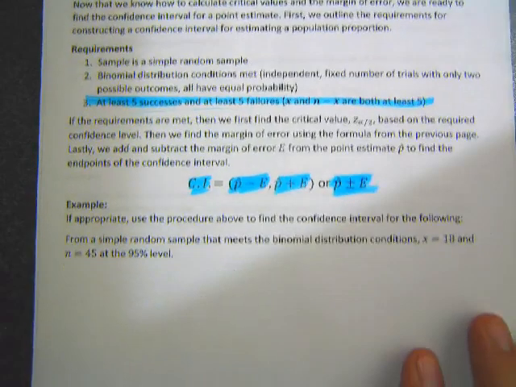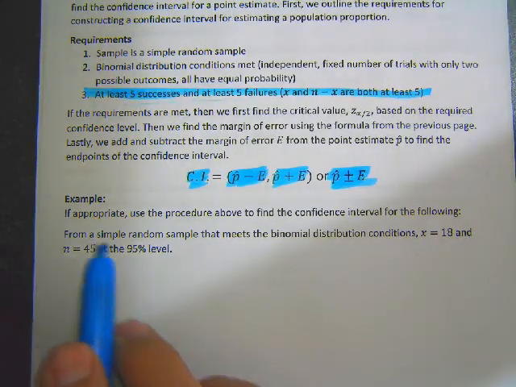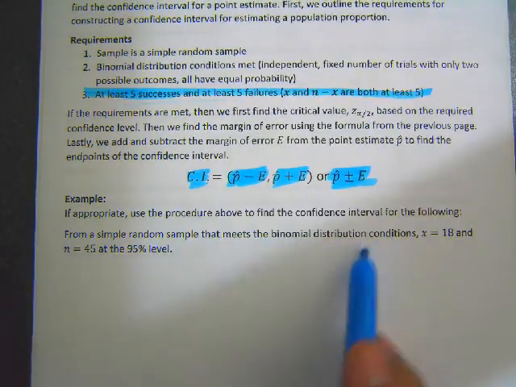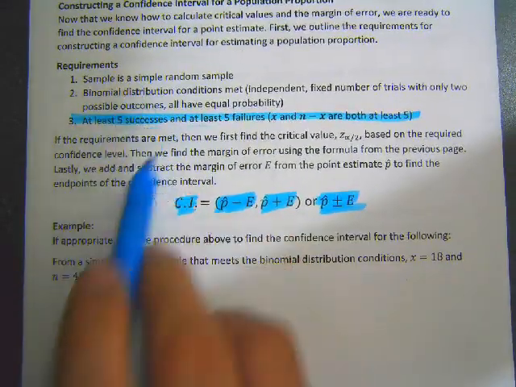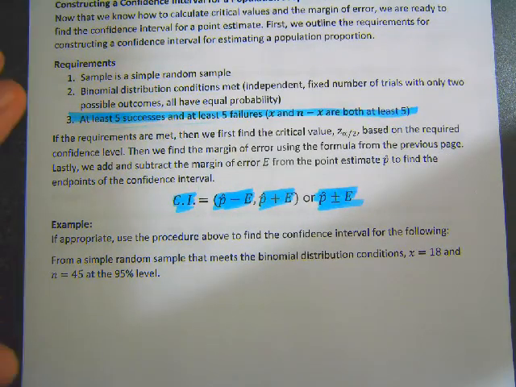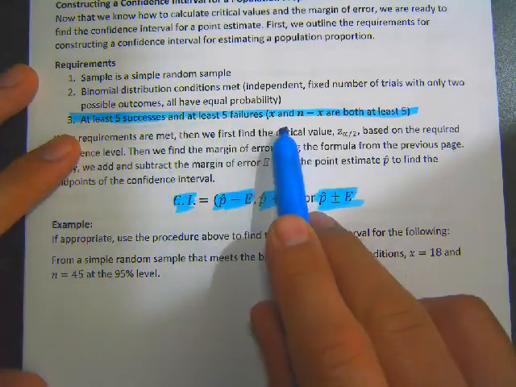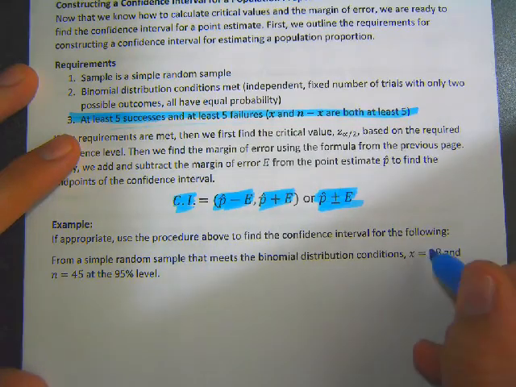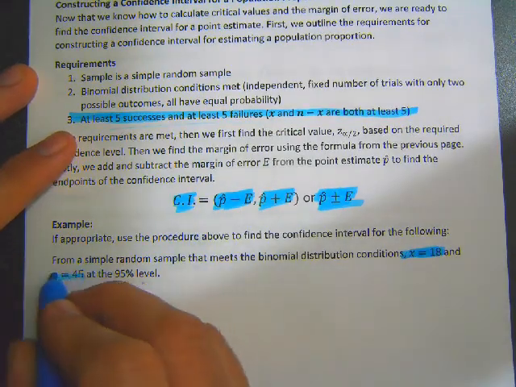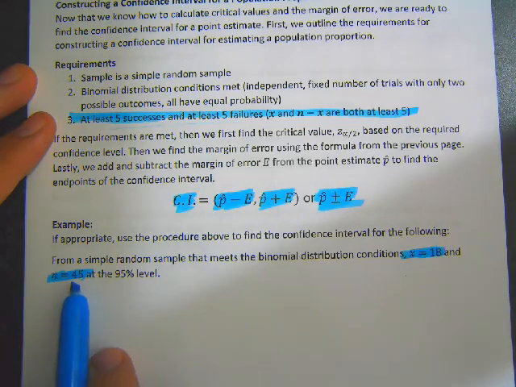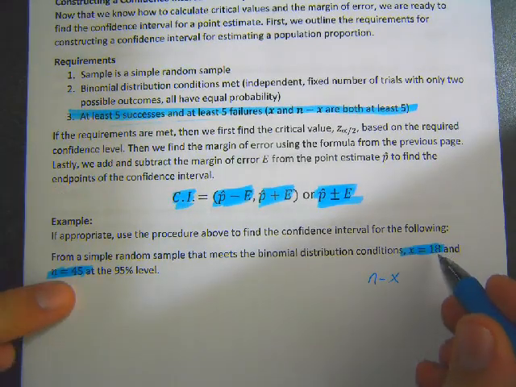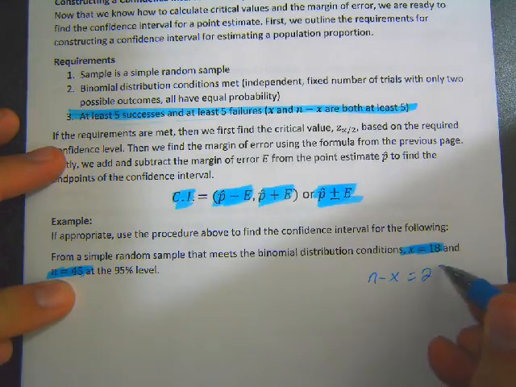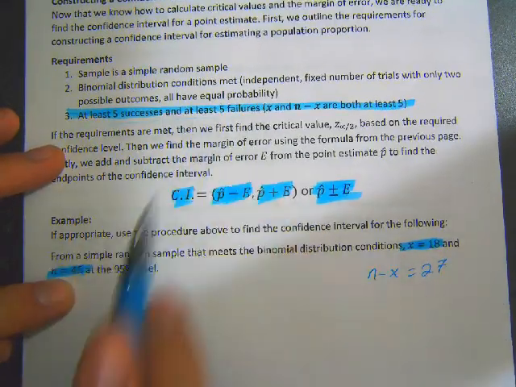Okay, so here they say it's a simple random sample, binomial distribution conditions. That's just their way of saying those conditions are met, so you can build a confidence interval. The one other thing, remember that the number of successes and number of failures have to be at least 5. Here we have 18 successes out of 45 people. Since 18 is less than half of 45, n minus x is still going to be okay too. n minus x would be 45 minus 18, which is 27.